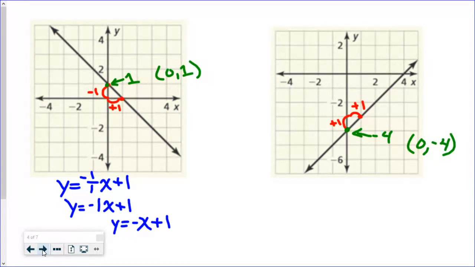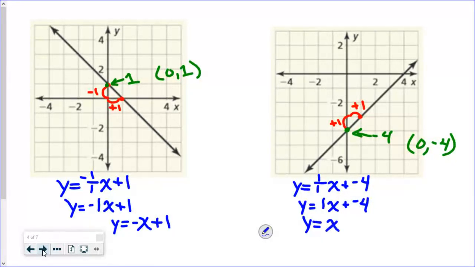So my slope-intercept form is y equals rise over run times x plus a -4. I could say that's just 1x plus a -4. That 1 is also being implied, so I could just say y = x - 4, because that 1 is implied there.